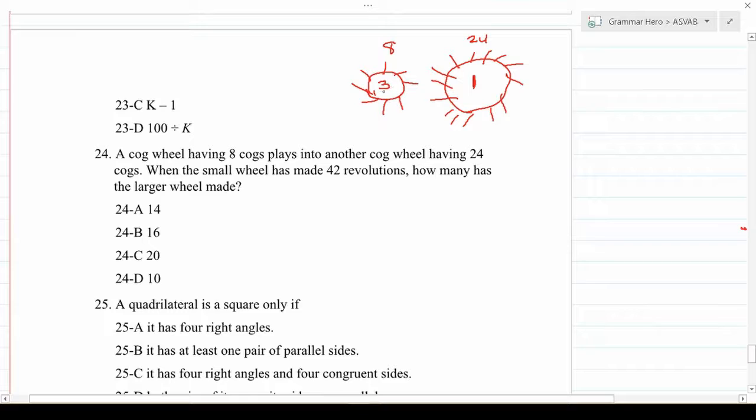So if this one goes 42, we know that the big one's going to go 42 divided by 3 times around. 3 goes into 4 one time without going over. 3 times 1, of course, is 3. Subtract, 4 minus 3 is 1. Bring down this 2. 3 goes into 12 4 times without going over. 3 times 4, of course, is 12. Subtract, no remainder. So if the little one goes 42 revolutions, we know the big one's only going to go 14 revolutions.